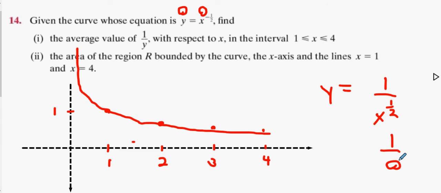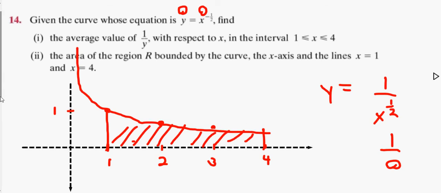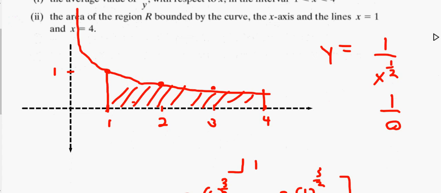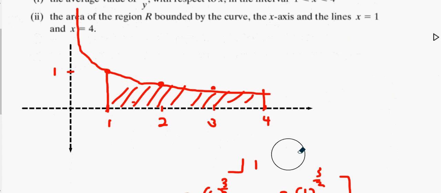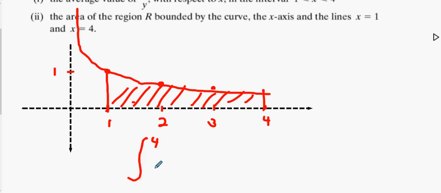Now, find the area of the region bounded by the curve, the x-axis, and the lines x equals 1 and x equals 4. So, we're just looking for this area here, aren't we? So this is actually much easier than I'm probably doing there. I probably just did a bit too much. I needed to visualize what I was doing. So what I'm actually doing is this. We're doing the area from 4 to 1 of x to the power minus a half dx. And that's your answer, isn't it?